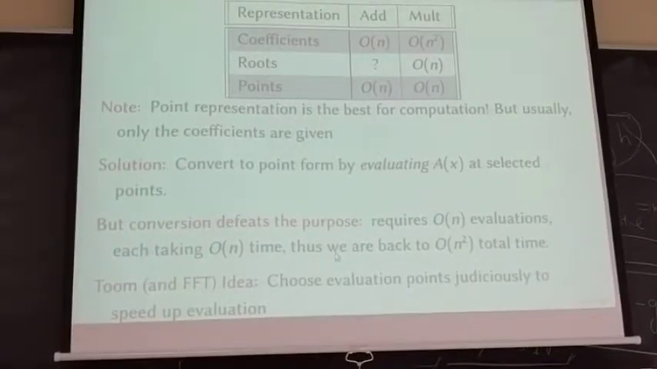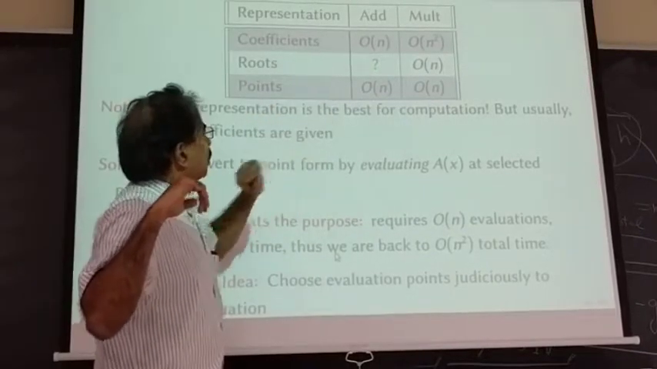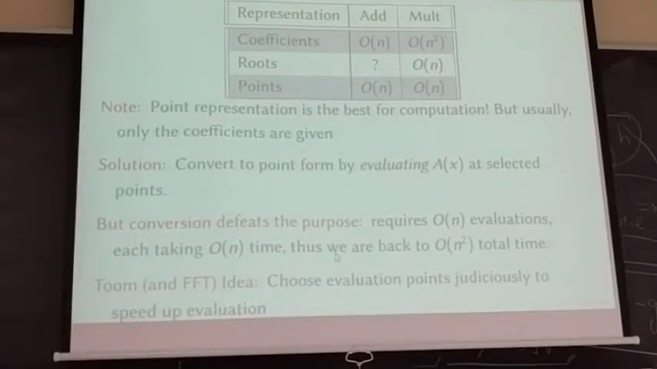And of course, we know that when we do longhand multiplication of two n-bit numbers, we again spend n squared time, right? So that's what we want to try to avoid. You can try to do that with roots. With roots, multiplication is easy. Addition is quite difficult, but I won't go into that.